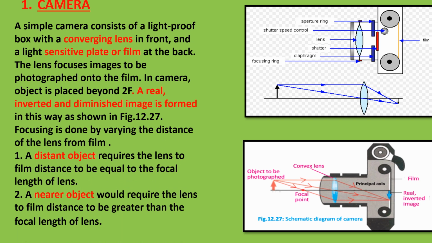Focusing is done by varying the distance of the lens from the film. A distant object requires the lens to film distance to be equal to the focal length of a lens. A nearer object would require the lens to film distance to be greater than the focal length of a lens.